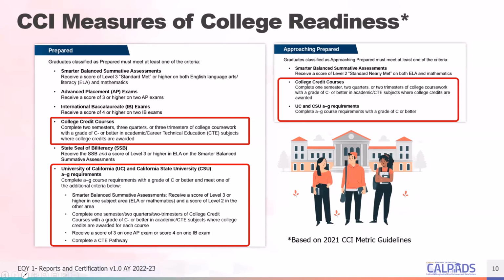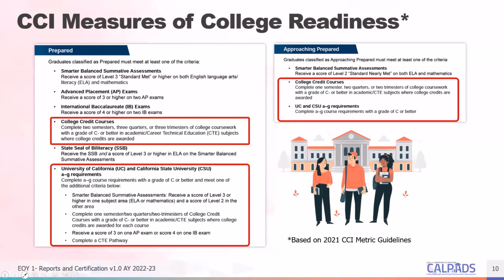This slide contains the CCI measures for college readiness. Displayed are the criteria to determine whether the relevant data you submit to the CDE indicates college prepared, approaching prepared, or not prepared. Only graduates can be classified as prepared or approaching prepared. For LEAs to demonstrate success on this measure, high school graduates must meet at least one of the criteria in the prepared or approaching prepared levels.